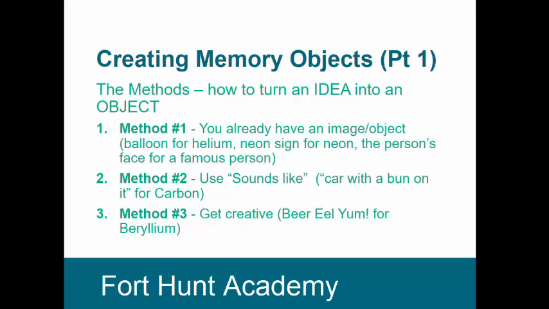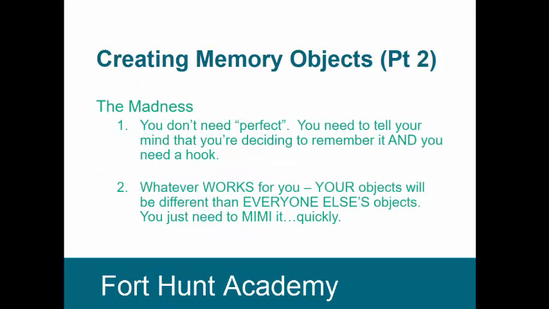And sometimes you might run into an object and you're like, I don't know, method one isn't working, method two isn't working, method three isn't working. So you have to do something. And you're probably going to end up with method three. But the good news is that while you're even trying to come up with it, you're telling your brain to decide to remember it. And if you only sort of need to do repetition on one or two out of 50 items, that's great. So the madness here is you don't need to be perfect, all right?